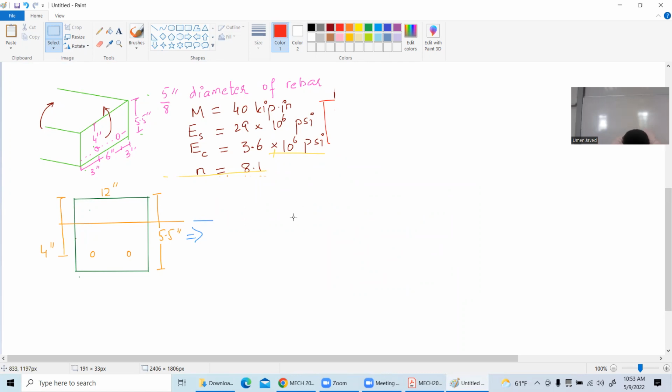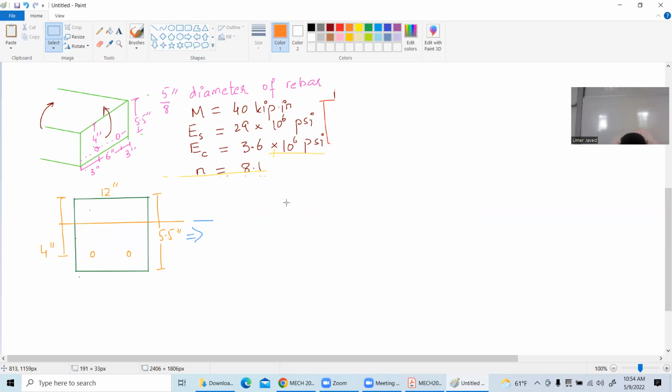So in order to find the centroidal line, the dimensions are clear. 4 inches from here to the rebars, everything is concrete. The width of this fellow is 6 inches. Sorry, the width is not 6 inches, it's 12 inches. The rebars are 6 inches apart, 3 inches from this end, 3 inches from this end, 6 inches apart, and 4 inches from top. The total height of this concrete beam is 5.5 inches.